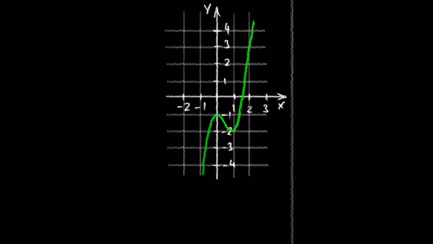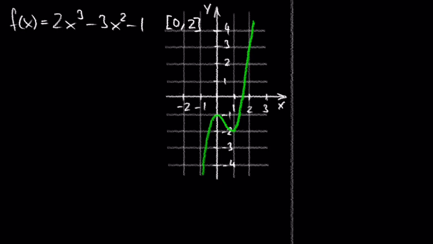Let's say we have the function f of x equals 2x cubed minus 3x squared minus 1. When we look at the graph of this function, we see that the function has a 0 between 0 and 2. But what if we don't have the graph? How do we know if there exists a 0 in the interval 0, 2?